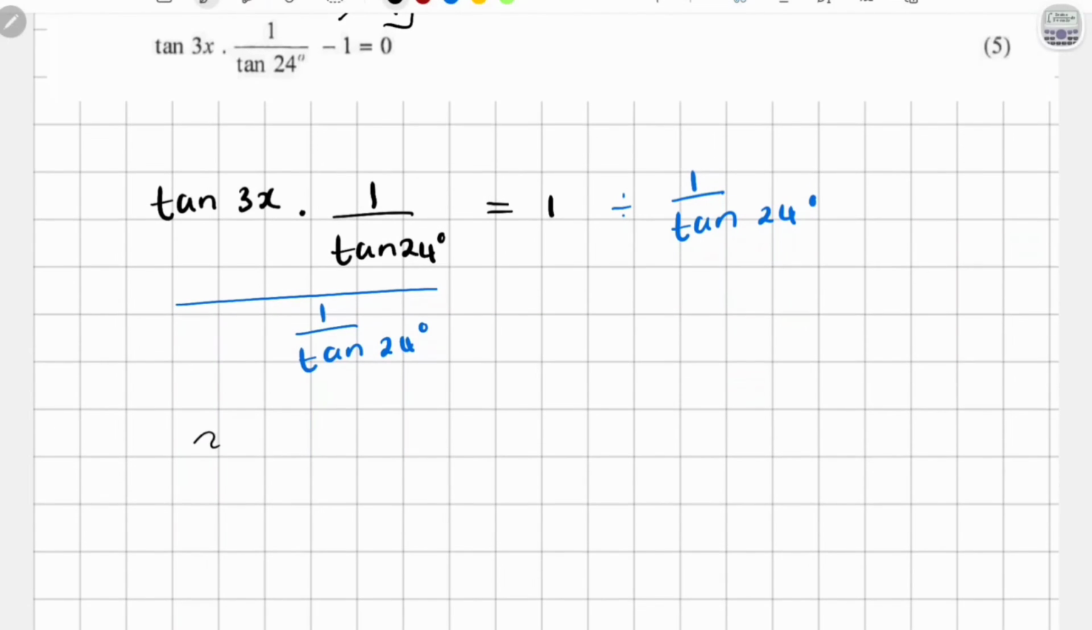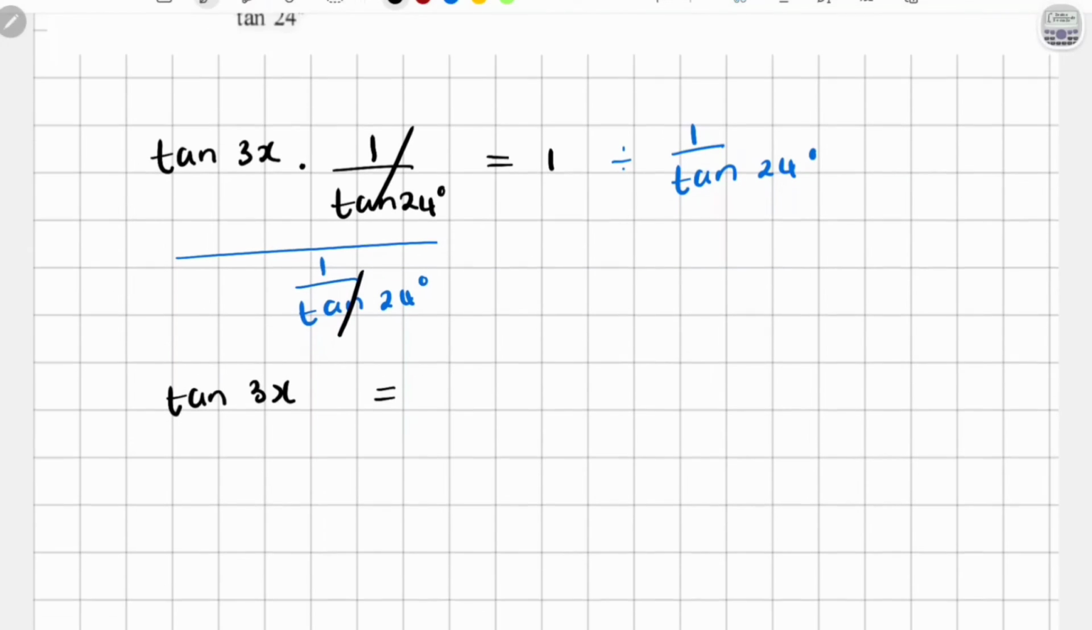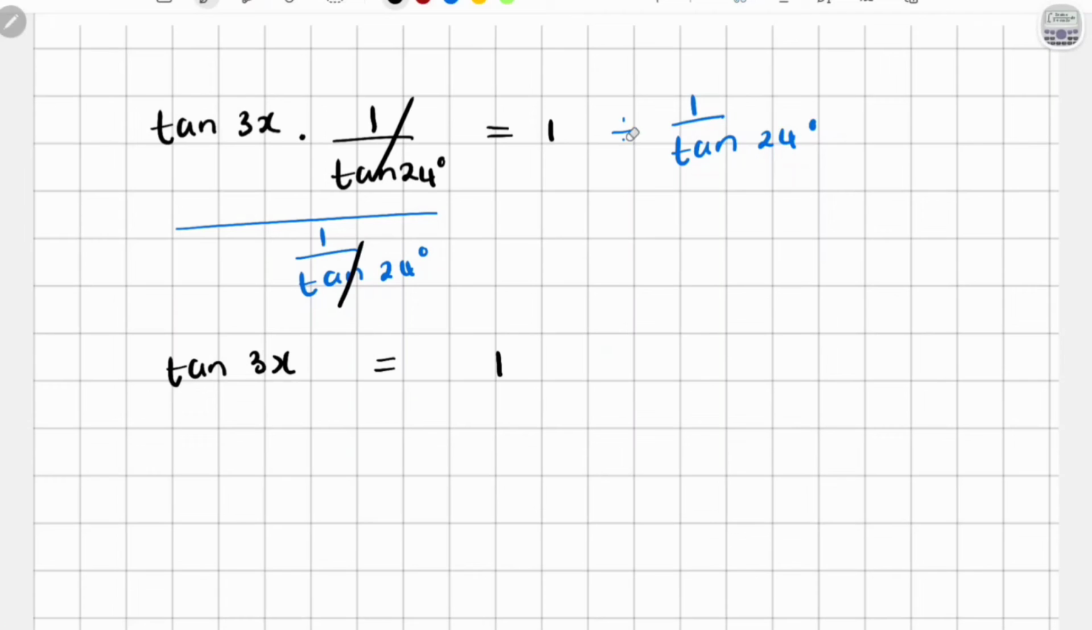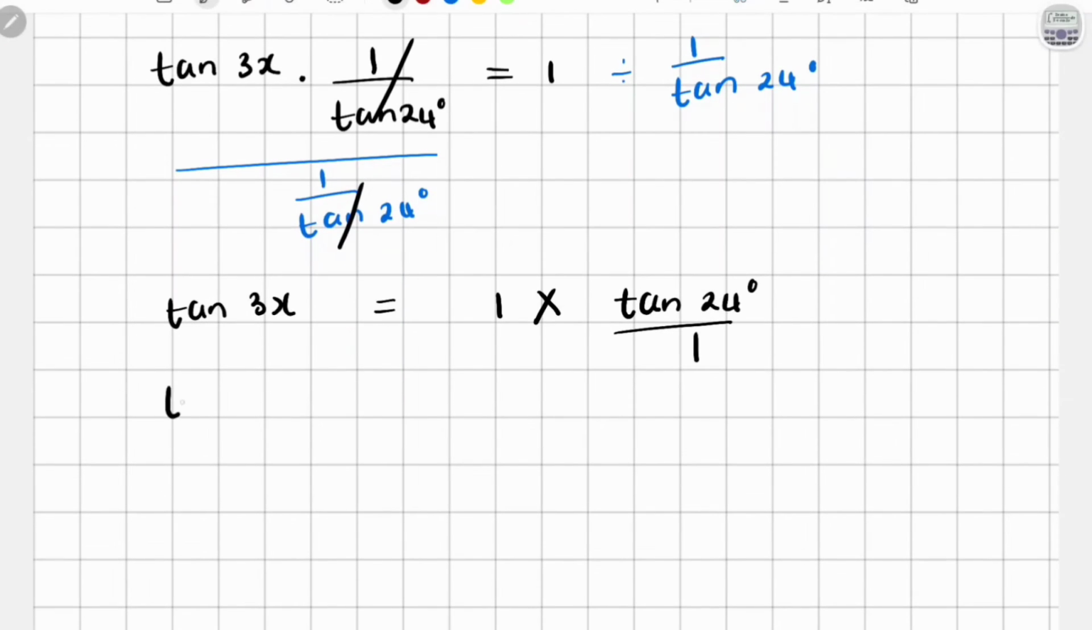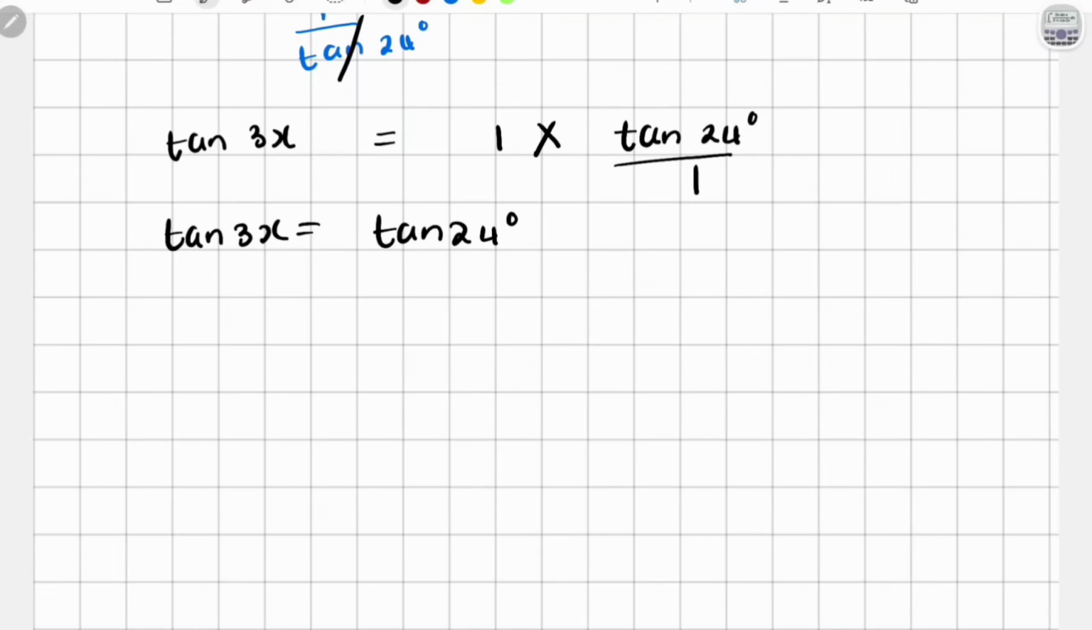So this is going to be tan of 3x, and those cancel, is equal to, you see you can tip in times here. This is 1, and we can change this to a multiply and tip this. So this is now tan 24 degrees over 1, which is just tan 24. So it means that tan 3x is equal to 1 times tan 24, which is tan 24 degrees. Okay, so this is what we have to find, the general solution of this.